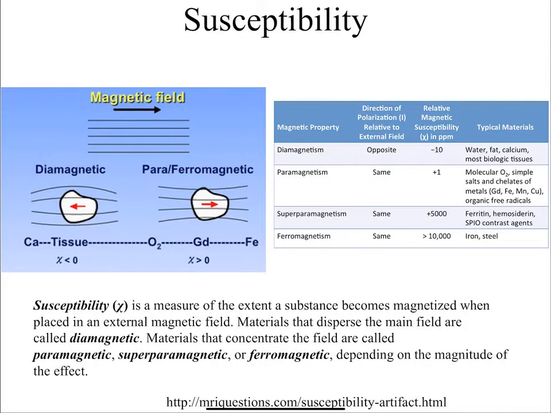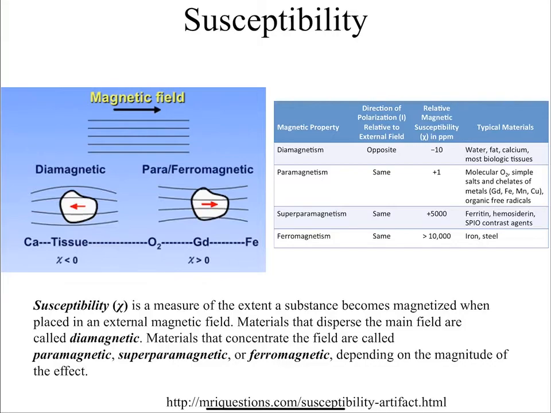Okay. And so you may remember from physics, there are things like diamagnetic, paramagnetic, superparamagnetic, ferromagnetic. So in general, you can classify things into diamagnetic, typically, where they tend to repel the field. So the field lines will be repelled away from the object. Or para or ferromagnetic, where it will tend to attract the field and the field lines will concentrate.